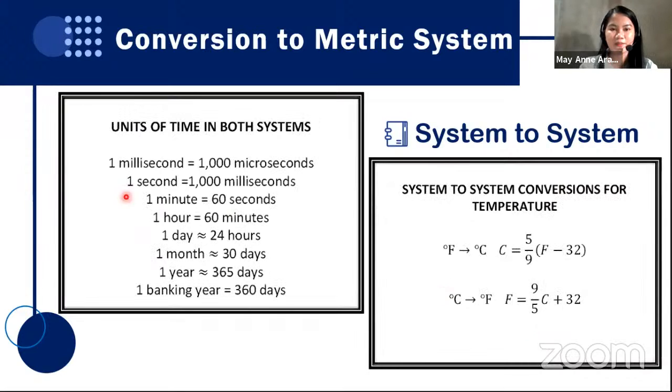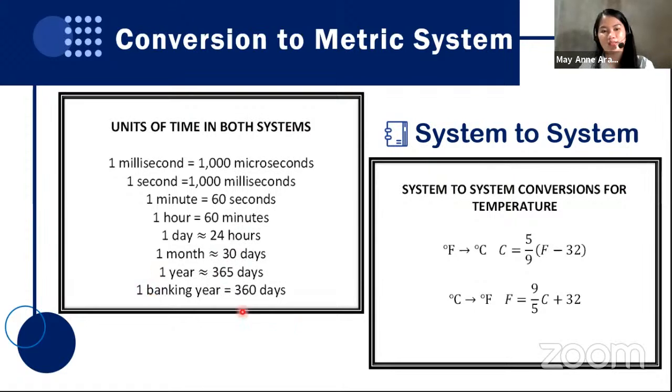Okay, now we have here the time. 1 millisecond is equal to 1,000 microseconds. 1 second is 1,000 milliseconds. So this is the usual. 1 minute is 60 seconds. 1 hour, 60 minutes. And 1 day is approximately 24 hours. And 1 month, so usually 30 days. We use 30 days. And for 1 year, 365 days.